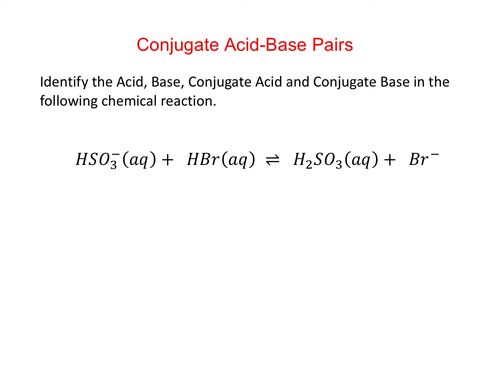All right, so let's look at an example. We want to look at this chemical reaction, and we want to identify the acid, the base, the conjugate acid, and the conjugate base. Now, by convention, the acid and base will always be on the reactant side, and the conjugate acid and conjugate base will be on the product side. So let me recommend, pause the video and try and make the identifications, and then restart it and see if your predictions match mine.